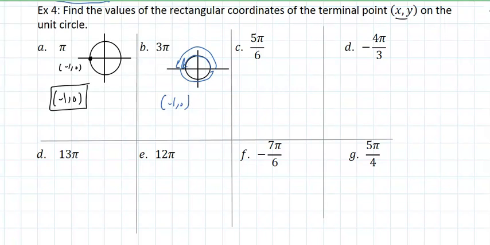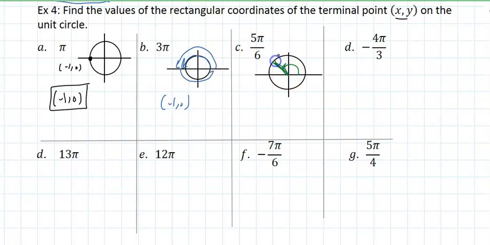Now, what if I'm looking at 5 pi over 6? In reality, this is what I'm supposed to do. I am supposed to really say, well, 5 pi over 6 is right there. You are on the unit circle, of course. So you're going to stop right there.